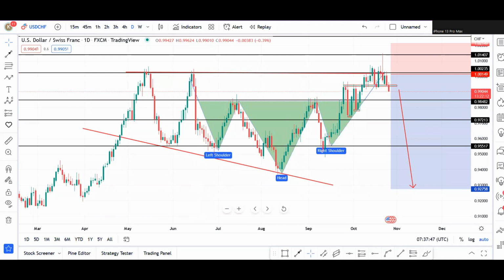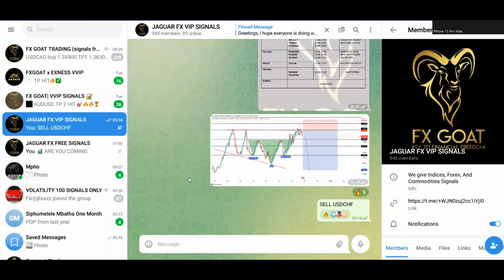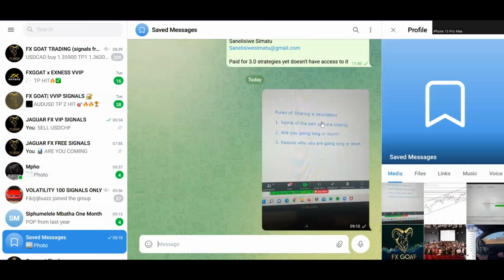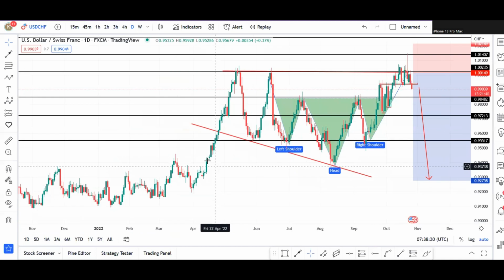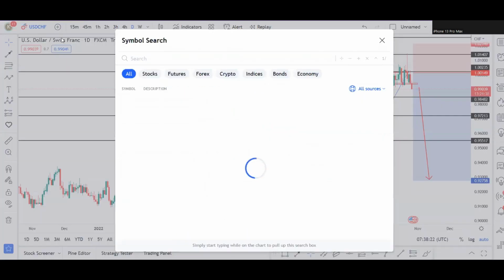Can I have another description? Do not forget the rules of the house. The rules of the house are very easy and straightforward. You offer the description, you name the pair you are trading, whether you're going for shorts or longs, and the reasons why you are trading that particular pair. So let's move right along and check.